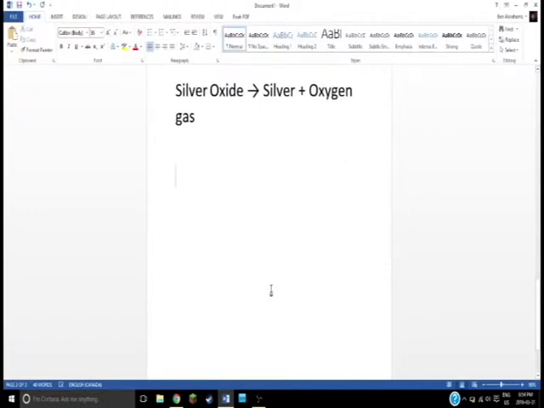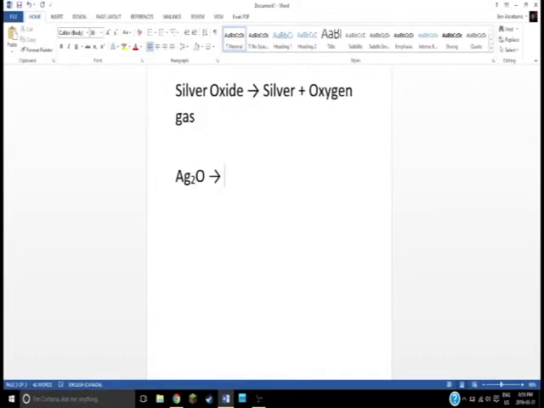So next, we need to figure out the skeletal equation. We know that silver is Ag, and we know that oxide is O. Sadly, this doesn't work, because silver has a charge of positive 1, and oxygen has a charge of negative 2. So, we need 2 of these silvers. Now that we have 2 of these silvers, this compound's charge is 0.